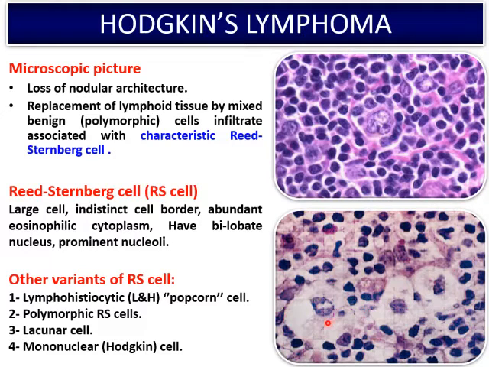We have other variants, like lacunar cells, like this, with formation of a lacuna around the nucleus. We also have polymorphic Reed cells with polymorphic nuclei. We also have the mononuclear Hodgkin cell, characterized by the presence of one nucleus. These four variants of Reed-Sternberg cells are not in the classic form, but they can be present in Hodgkin lymphoma and help in its diagnosis.